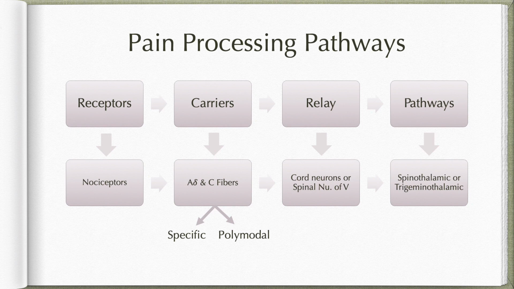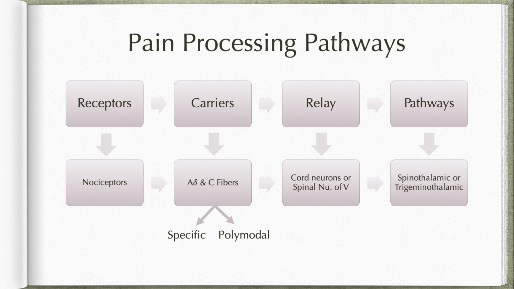They can travel in spinal nerves if they are carrying pain sensation from the trunk and the limbs, or they travel with the trigeminal nerve if they are carrying pain sensation from the head region. And pain afferents coming from the viscera generally accompany postganglionic sympathetic nerves.